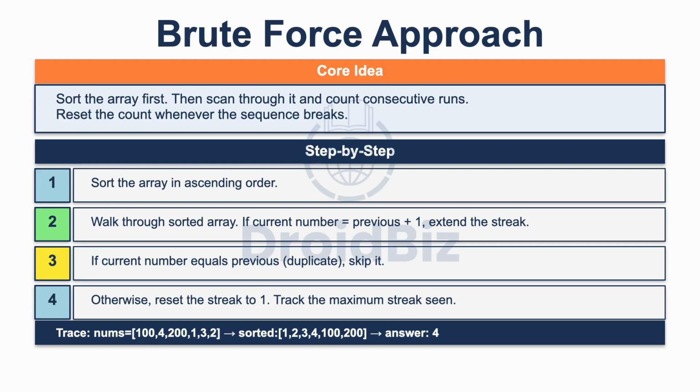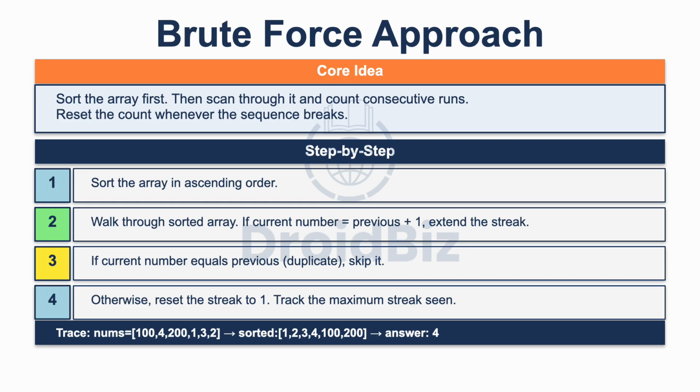Now, let us talk about the brute force approach. The core idea is simple. Sort the array first, then scan through it counting consecutive runs. Here are the 4 steps. Step 1. Sort the array in ascending order. Once sorted, consecutive numbers will be right next to each other.